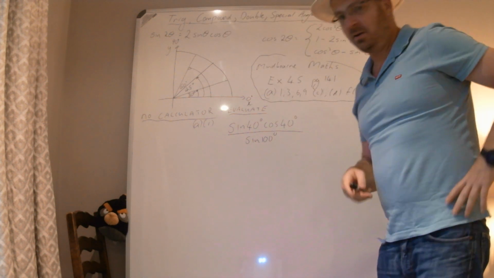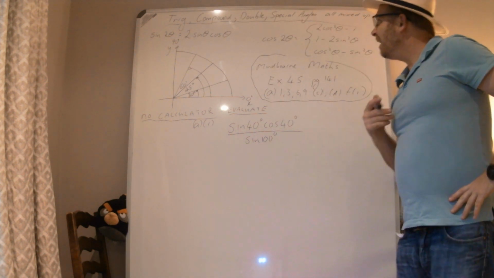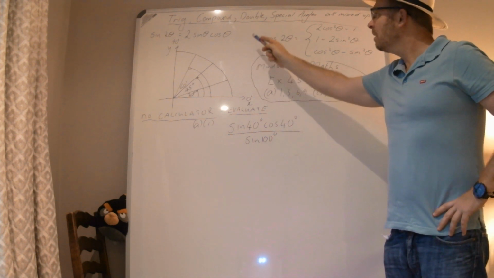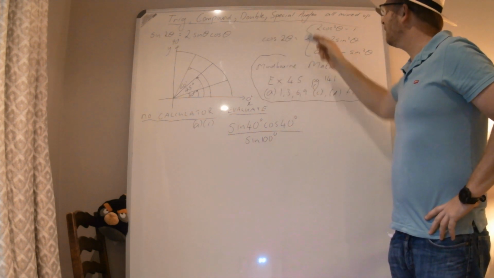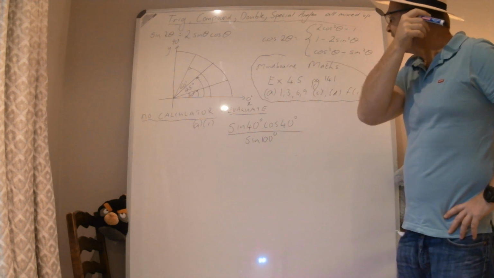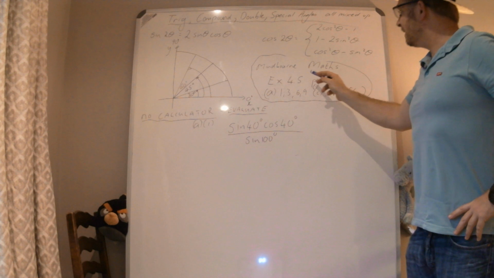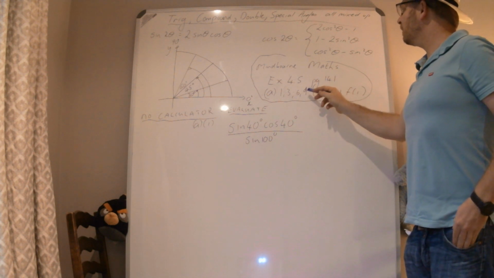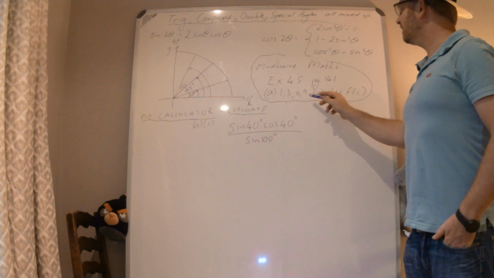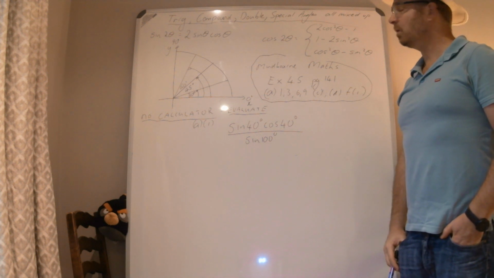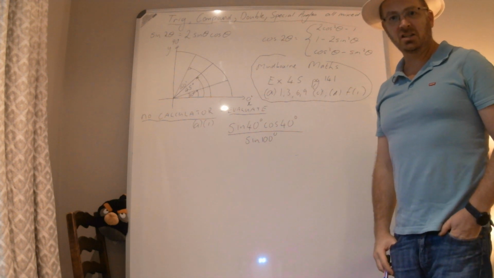Okay, we're going to be looking at a mixture of what we started last term, which is trig: compound, double, and special angles. We're going to be working from Mind-Born Maths, exercise 4.5, page 141, A1, 3, 6, and 9, C, D, F, and 1. You should also have your information sheets with you.